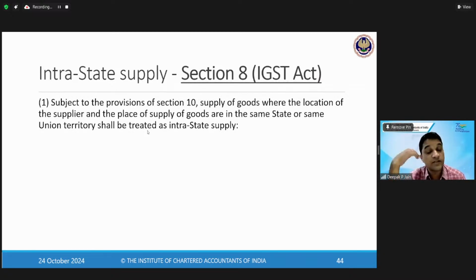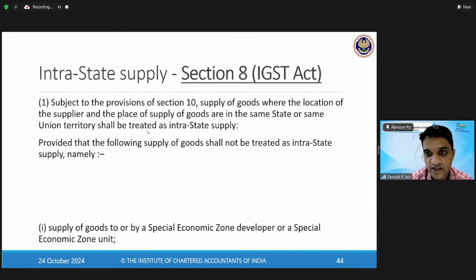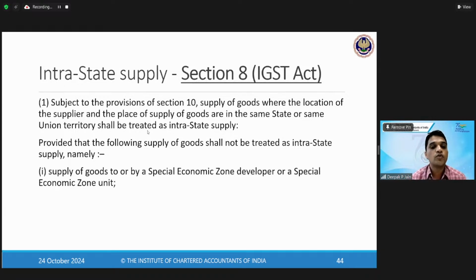What is section 10? So according to section 10, what will it decide? It will decide the place of supply. So once you decide the place of supply, where the location of supplier and place of supply are in the same state, then it is an intrastate supply. Provided the following supply of goods shall not be treated as an intrastate supply, which is supply of goods to or by a SEZ. So whatever you're supplying to an SEZ will not be an intrastate supply.